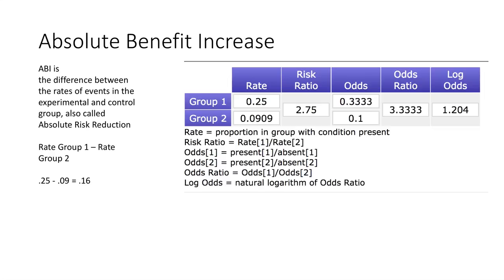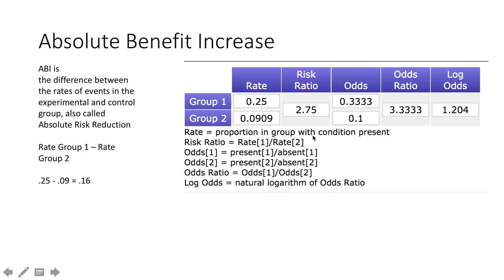All right, so another piece that goes along with this is the absolute benefit increase, or sometimes called the absolute risk reduction. I think it's actually more likely to be called absolute risk reduction now that I've done a little research on it. And what it is is the difference in rates between the experimental group and the control group. So it's how much that rate of the disease is going down between the two.